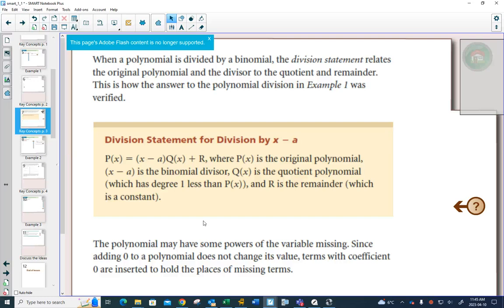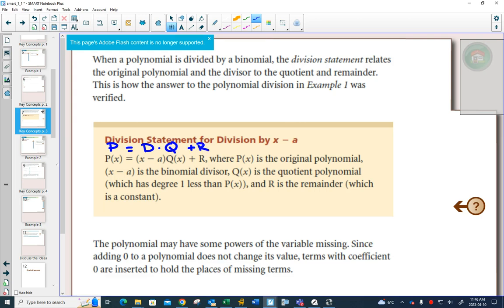Page 4. Then on page 4, they have this division statement. After you've done your long division, you can write the division statement. And we've been doing this all the way along. But to remind us what it is, we have the polynomial. It's going to equal what we divided by times our quotient plus our remainder.